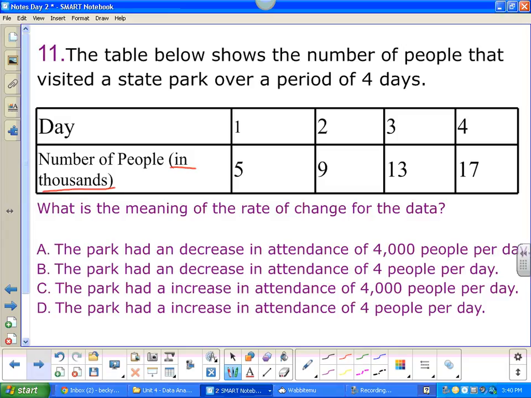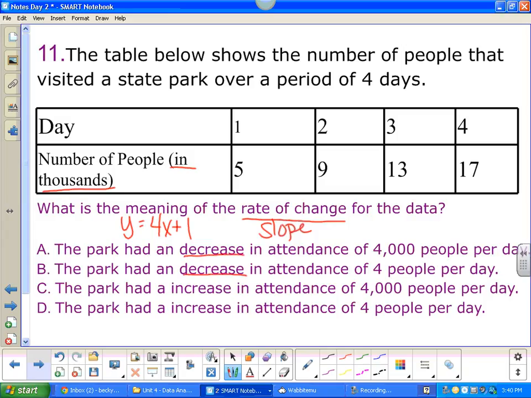What is the meaning of the rate of change? Well, rate of change is your slope. So I know that I'm talking about my slope. If you plug this data into your L1 and your L2, your equation becomes y equals 4x plus 1. Okay, so that's a positive slope, and I know that the number of people attending is increasing.